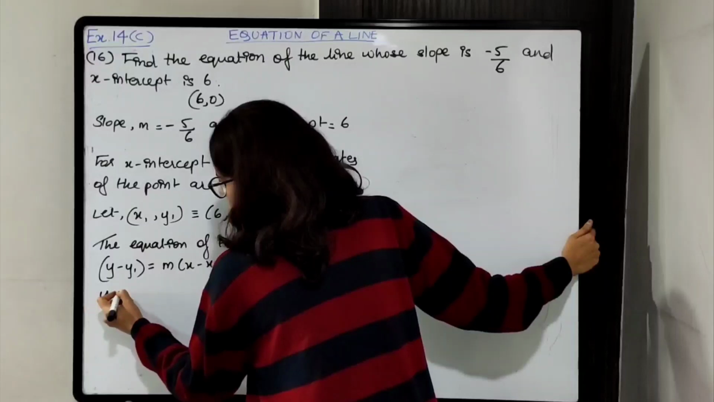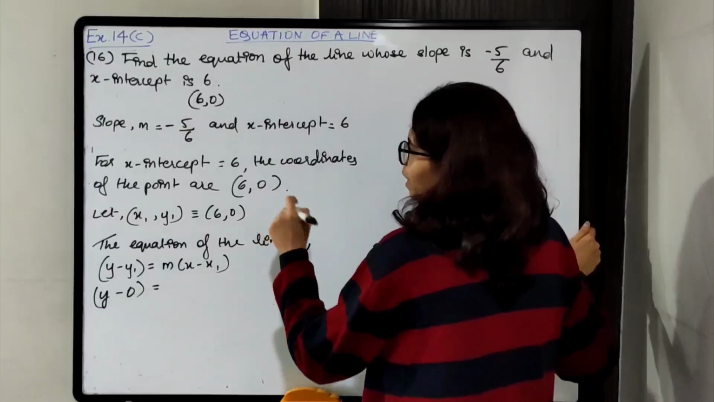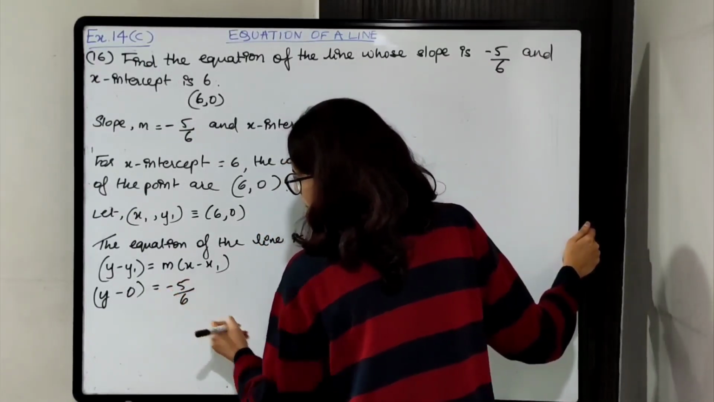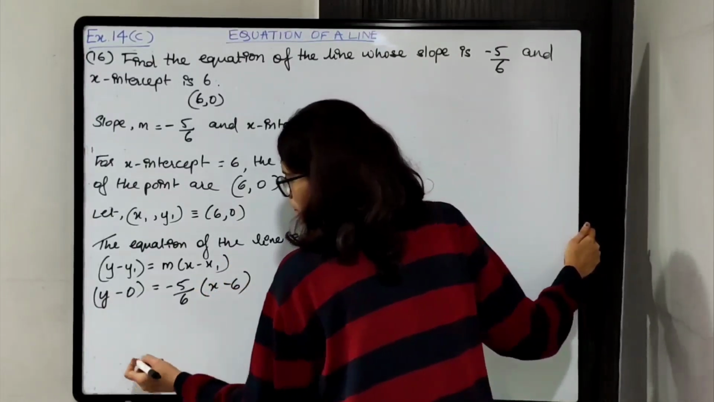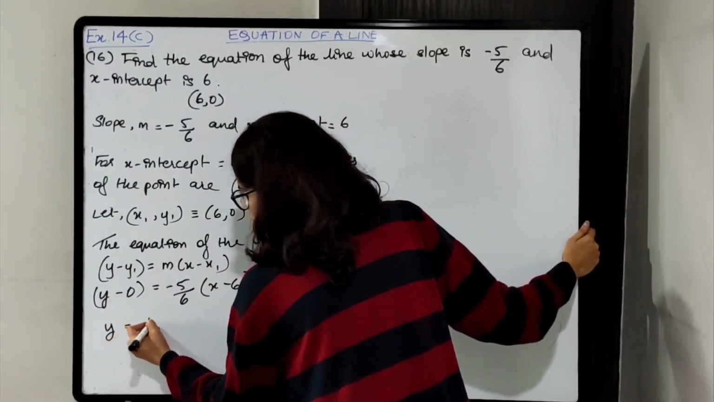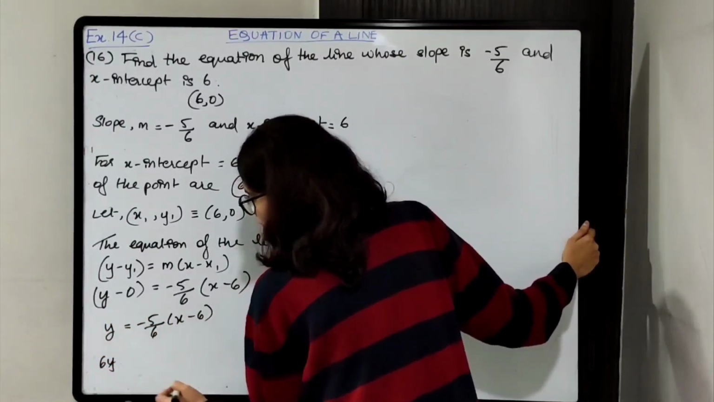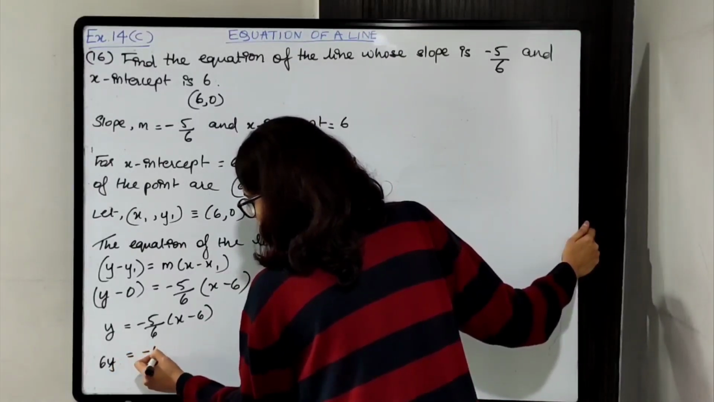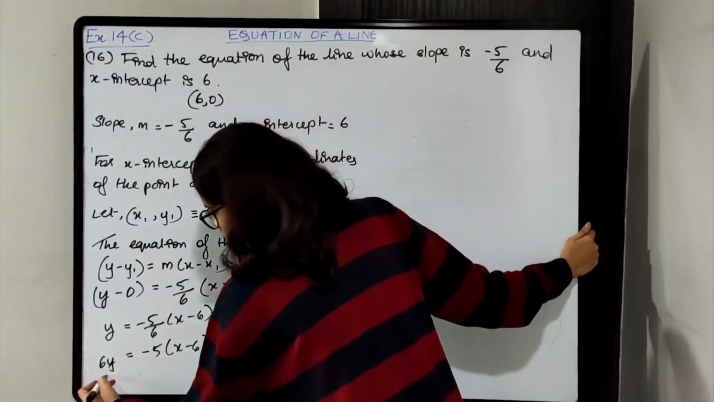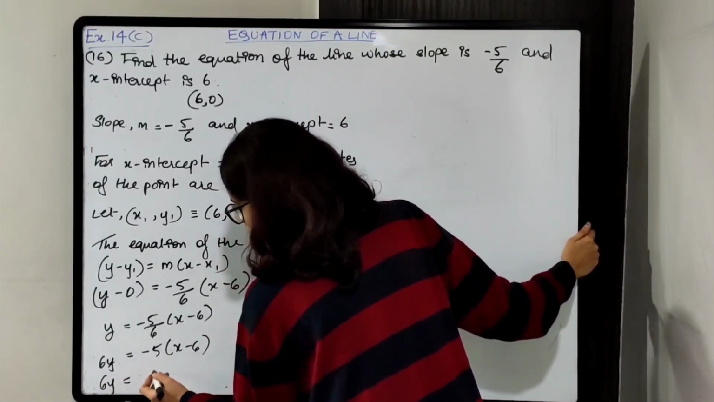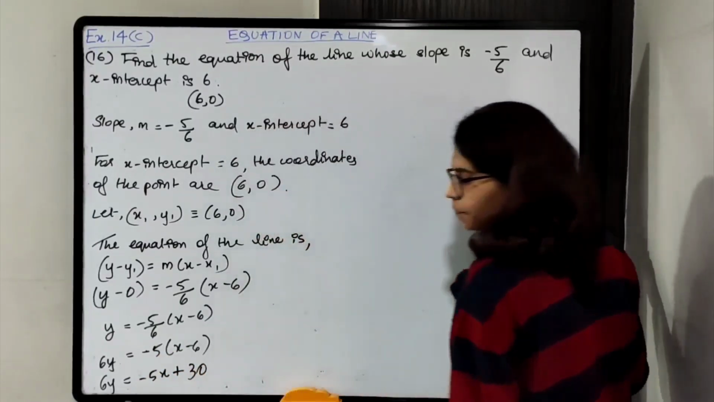So y as it is, y1 is 0, m is minus 5 upon 6 and x as it is, x1 is 6. y minus 0 is y equals minus 5 upon 6 into x minus 6. We shift 6, it will become 6y, okay, equals minus 5 into x minus 6. So we'll get 6y is equal to minus 5x, minus into minus plus, 5 sixes are 30.